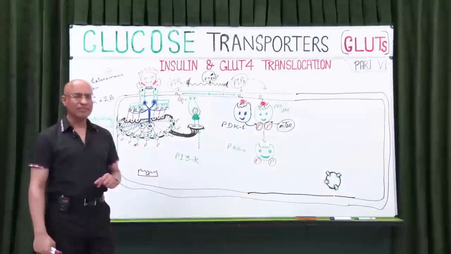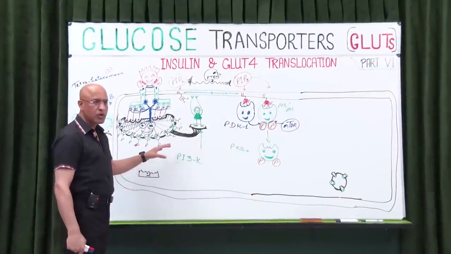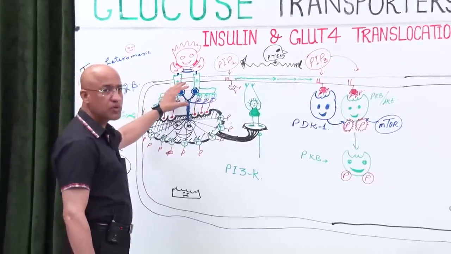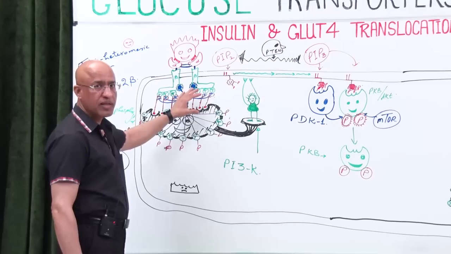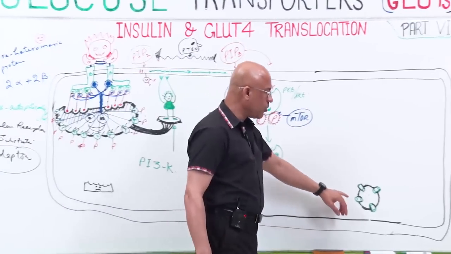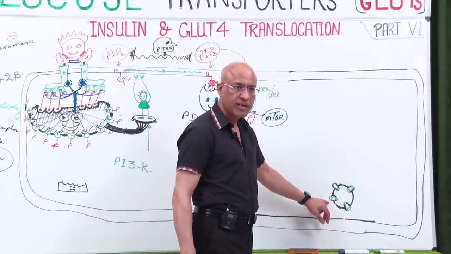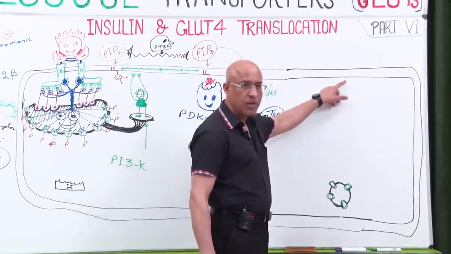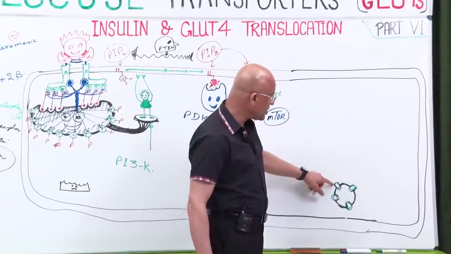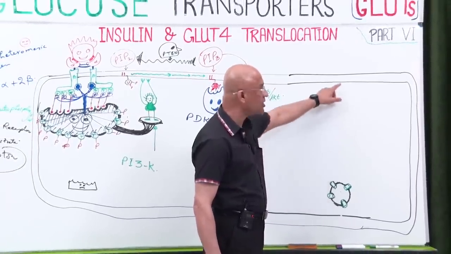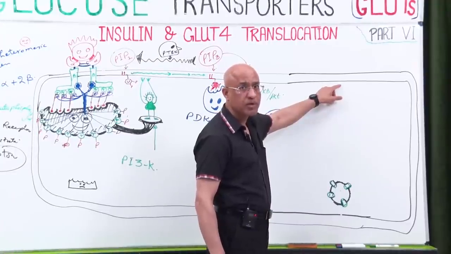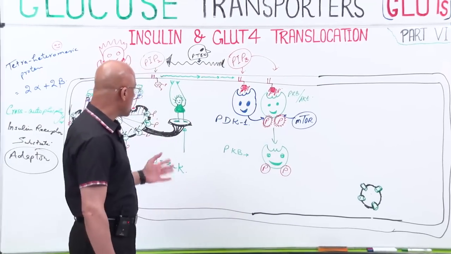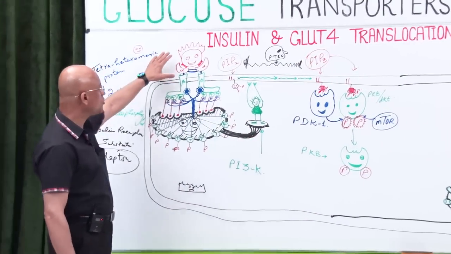Let's have a break. Before the break, we were talking about how, when insulin stimulates its receptor on the adipocytes and striated muscles, intracellular vesicles containing GLUT4 transporters move towards the cell membrane, and these GLUT4 transporters are inserted in the cell membrane, and cell membranes become more permeable to glucose, right? Exactly how it happens.